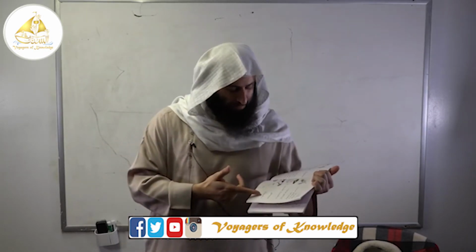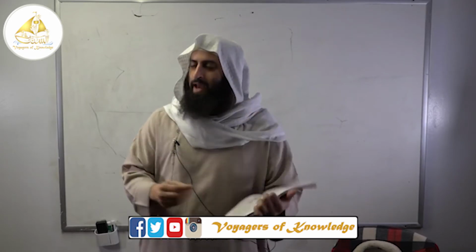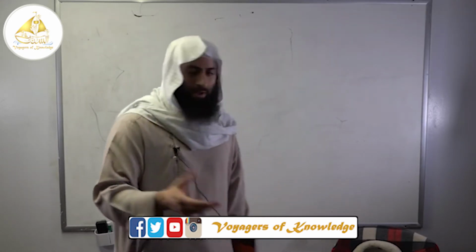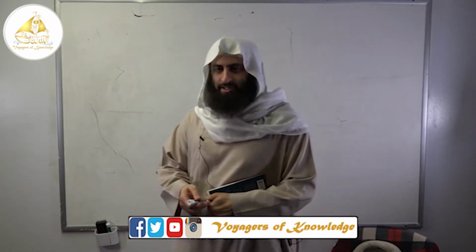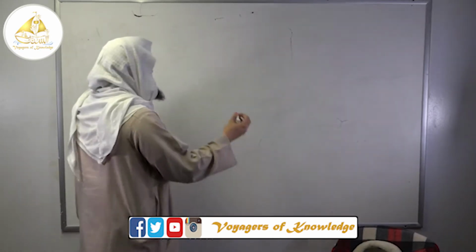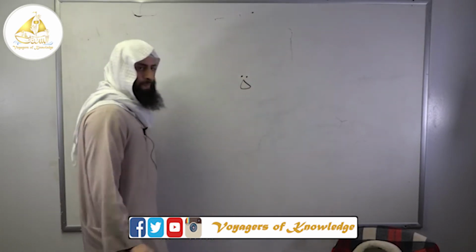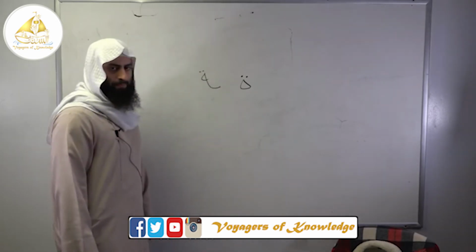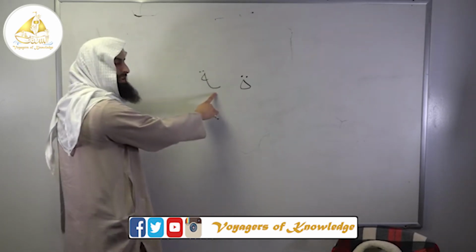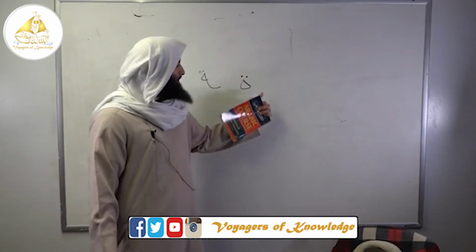For example, none of them that we have here end with a ta marbuta. ما معنى ta marbuta? When you see a ta marbuta at the end of a word, it's this letter. Right? That's a ta marbuta. Like at the end of haqibatun, at the end of saghiratun. It'll look like this.